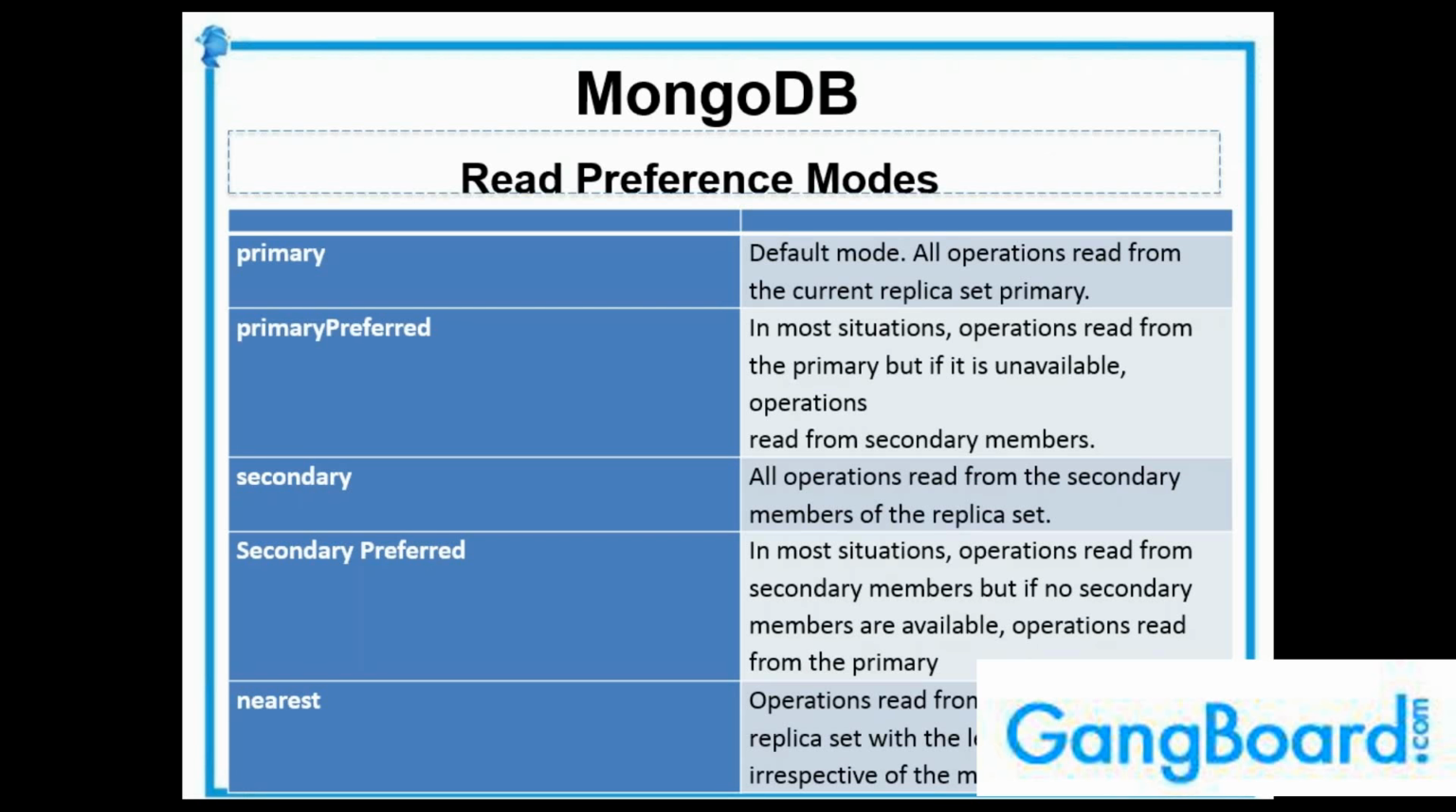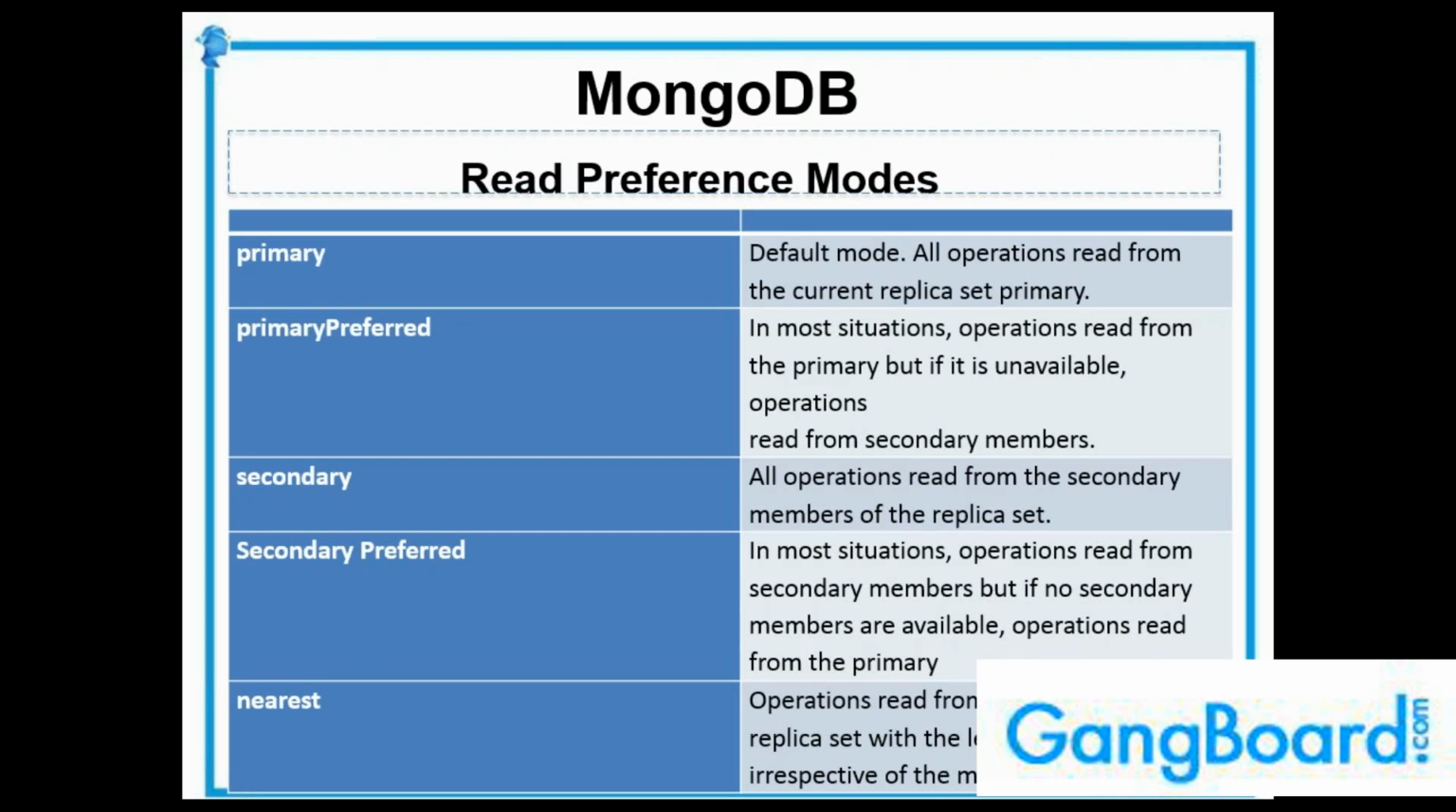So what does primary mean? Always it will connect to the primary and read the data. This is the default mode. So in your driver, in your application code, if you didn't do any settings, then automatically all your reads and writes will be redirected to the primary. Your secondaries will be sitting idle. If you want to use your secondaries, you have to set the read preference to either primary preferred, secondary, secondary preferred, or nearest.